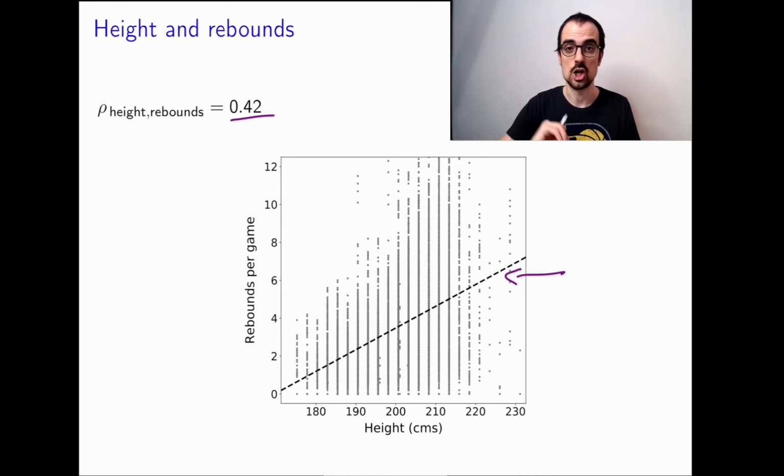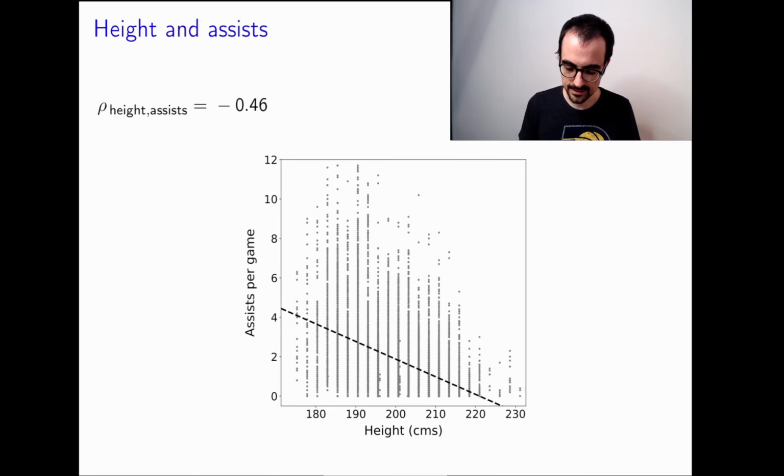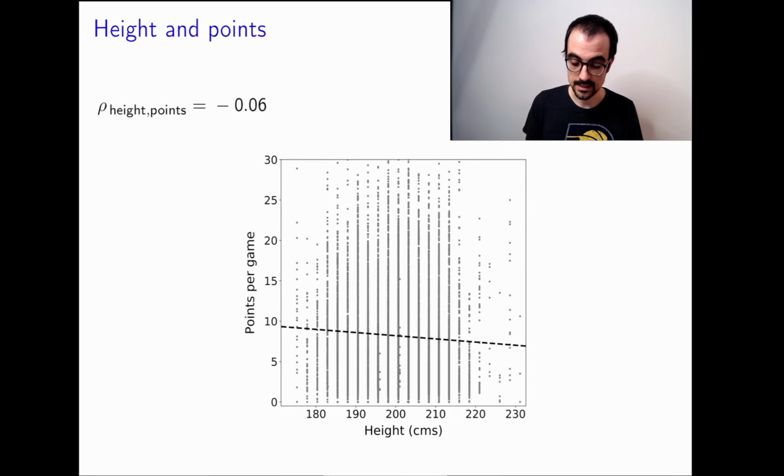That is the actual optimal linear estimator. Again, it's an affine estimator. I tend to say linear because that's what everyone says, but if you want to be mathematically precise, it's an affine estimator. That's the best affine estimator of rebounds given height. Same thing for assists. Once we correct for everything, that's the best linear estimator of assists given height. And this is the best linear estimator of points given height. And you see that the slope is not very marked, indicating that the linear relationship is not that strong.